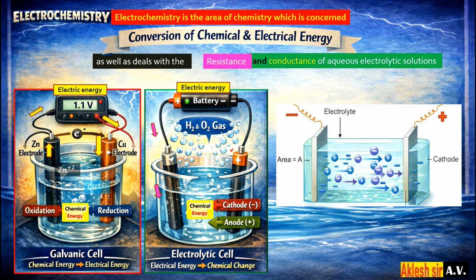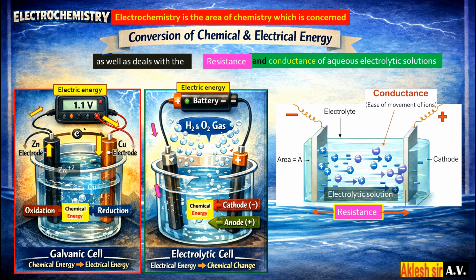In this below animation there is electrolytic solution, and there are two plates with area A. Here ions are moving. Positive ion moves towards cathode, negative part of the plate, and negative ion moves towards anode, positive part of the plate. So electrochemistry explains how much ions suffer resistance in the solution, and conductance explains how easily the ions move.